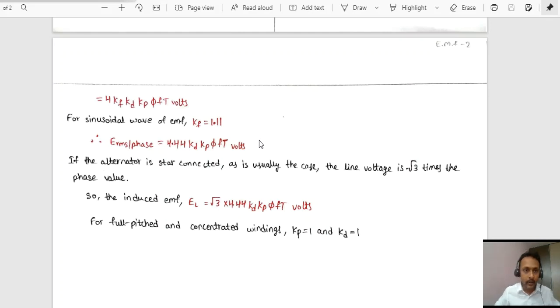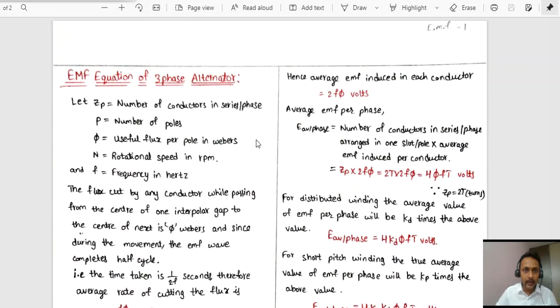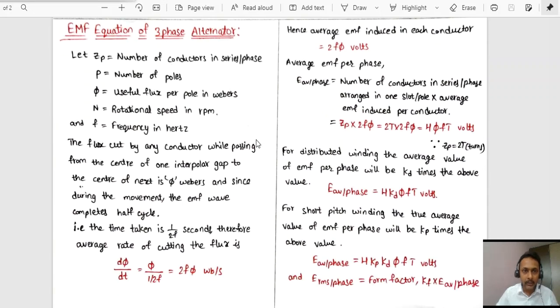So with respect to this equation, as you are already familiar, the alternator or synchronous generator converts mechanical energy into electrical energy, right? So some EMF will be induced in it. Now, the magnitude of how much voltage will be induced, that we are going to derive.